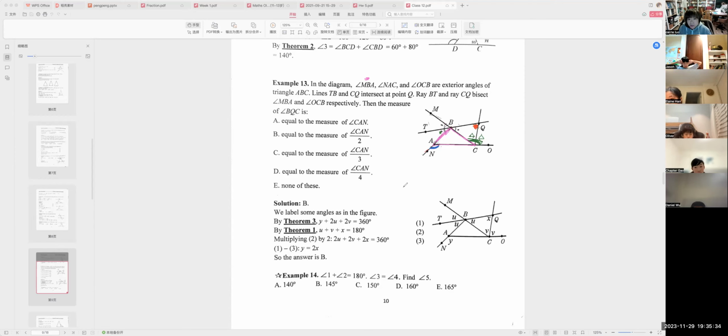看看就不像，对不对？Equal to the measurement half of the CAN. So 我觉得我第一个是不是可以先排除 A？对不对？A 看起来就不像。Correct, Oliver? Okay, so let's take a look at number 2.